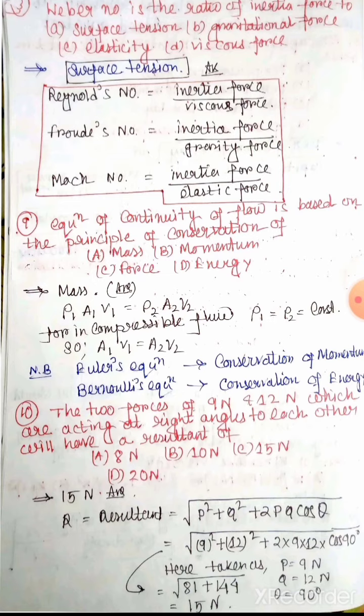Next question. The equation of continuity of flow is based on the principle of conservation of mass, momentum, force, or energy. The correct answer for this question is mass. The equation of continuity is rho 1 A1 V1 equals rho 2 A2 V2. For incompressible fluid, rho 1 equals rho 2 equals constant. Incompressible fluid is what we take into consideration in ideal fluids. So A1 V1 equals A2 V2.